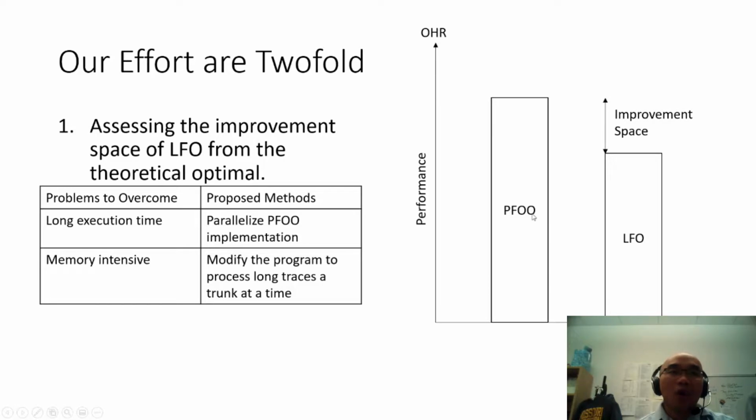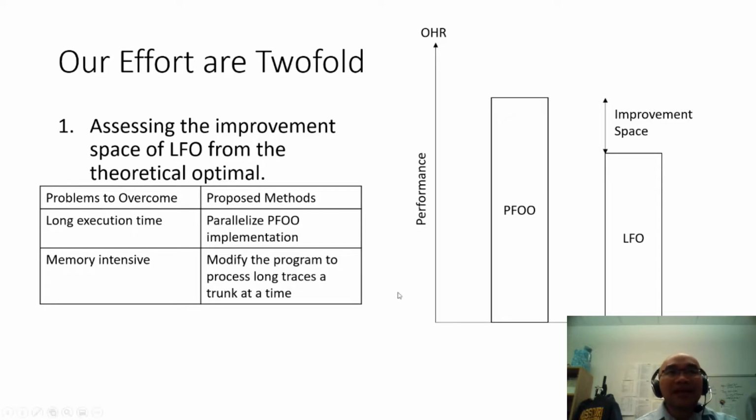The implementation of PFOO is publicly available. However, there are two problems. One, the execution time is prohibitively long. Two, it consumes so much memory that conventional computers cannot run it. To overcome these problems, we propose these solutions. First, we are going to make the execution of PFOO parallel, which means that multiple parts of a program can execute at the same time, running on different processors. In that case, we can run PFOO on a multi-CPU machine.